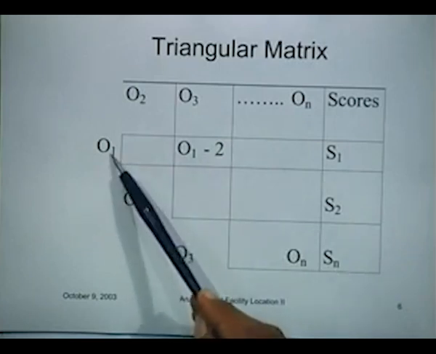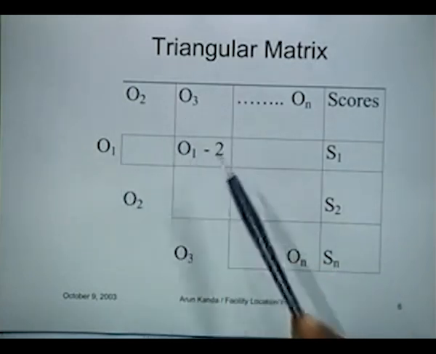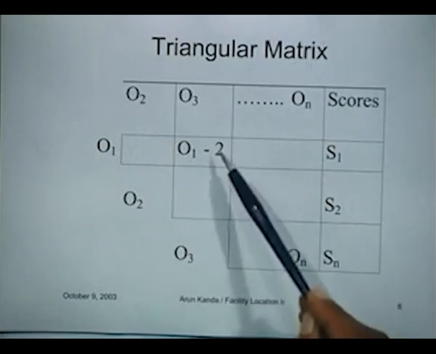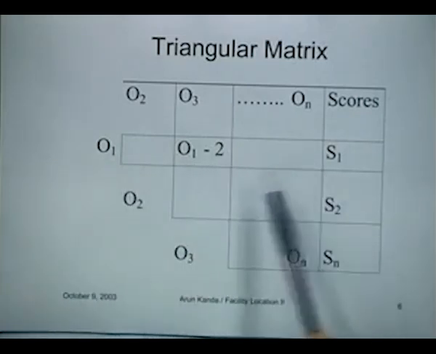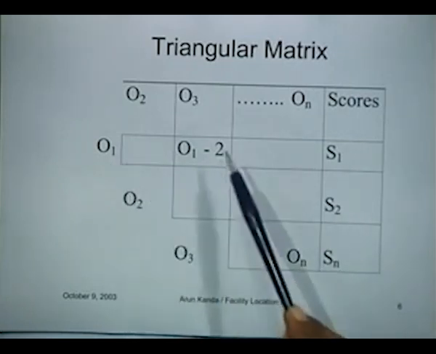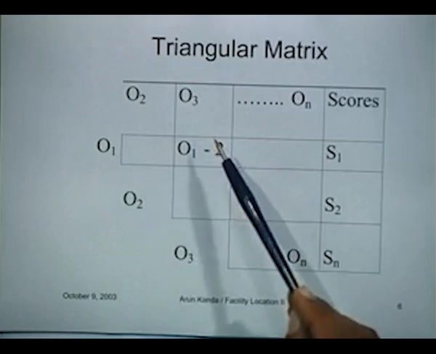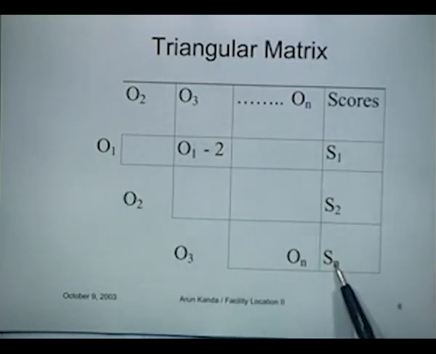For instance, in comparing objective 1 with objective 3, you might want to give O1 2 marks or whatever the interpretation is to these marks, and then ultimately you can determine the scores by counting the number of scores or votes polled by different objectives. So you will be able to get scores.